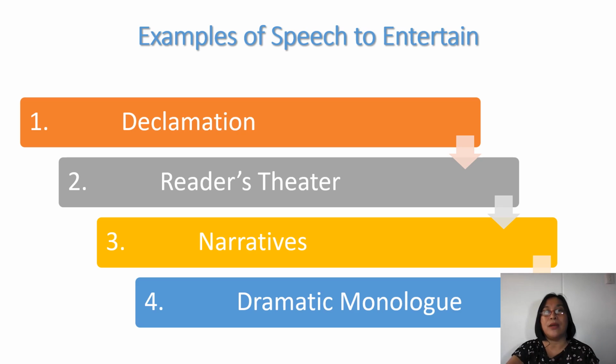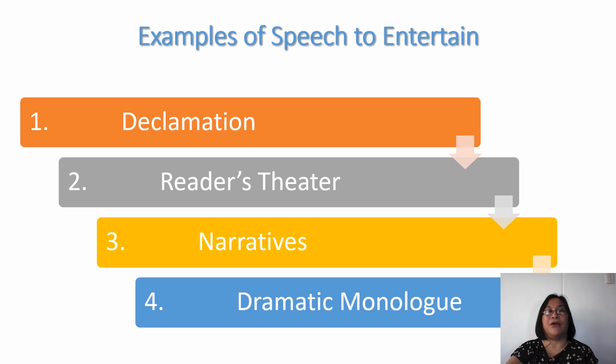Next, reader's theater. Reader's theater is reading through a text but with some form of actions. Usually this is done with other people, or you may do it individually, or it could be with a group. Third is narrative. So any form of storytelling, any form of chronological sequencing of events that could be considered under narratives.